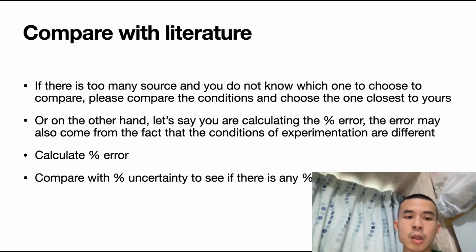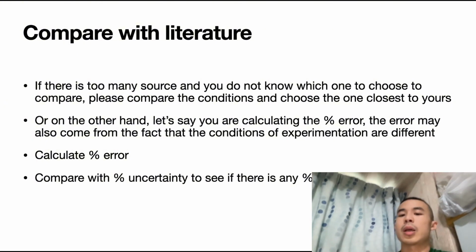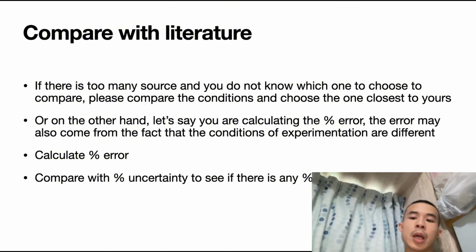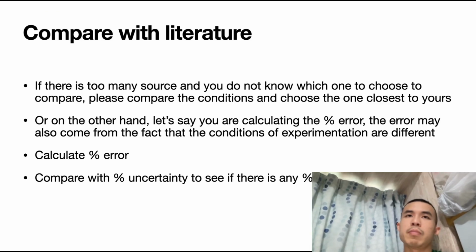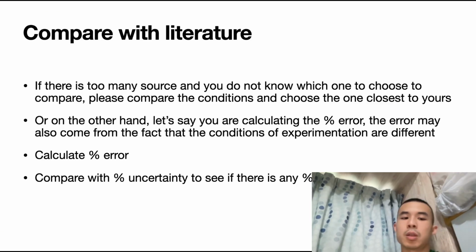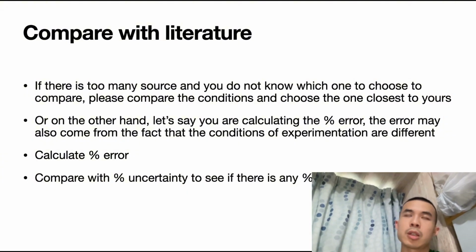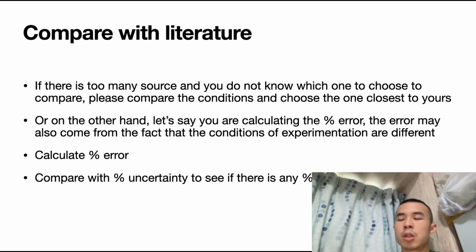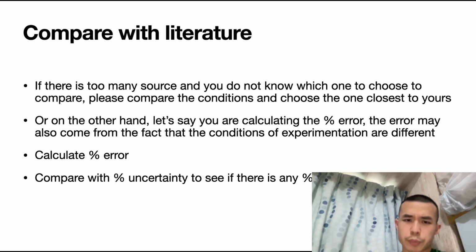Or on the other hand, let's say you are calculating the percentage error and you found there's error. The error may not necessarily be 100% simply because you have done whatever methodological weaknesses. Sometimes it's just because the literature value that you are quoting has a different condition. So that might contribute to the percentage error as well. But if you're able to calculate the percentage error, then do compare with the percentage uncertainty to see if there is any percentage that is related to systematic error.